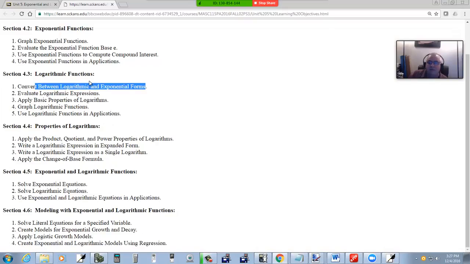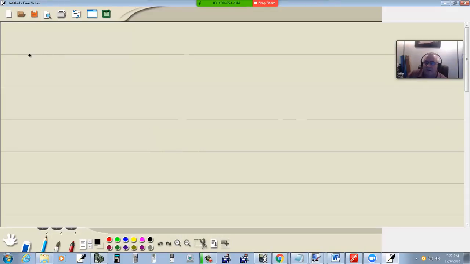And that's converting between log and exponential forms. Now evaluating log expressions. Actually, that goes hand in hand with the next one, apply basic properties of logs. It's best to show this by an example and then write down the property. Let's say we had log base 2 of 8, and want to evaluate this without using the calculator.